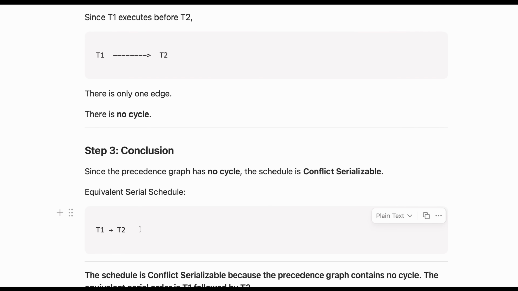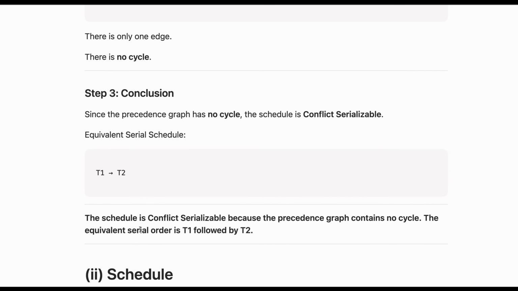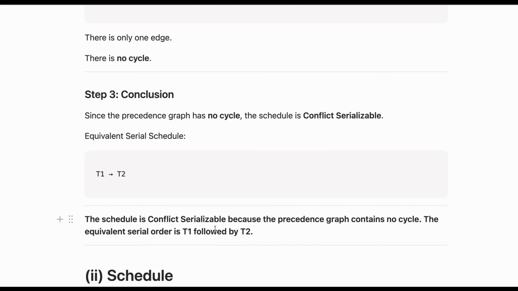So we can clearly see here. Notice that there is no edge from T2 back to T1. That means there is no cycle. Since the graph contains no cycle, the schedule is conflict serializable. The equivalent serial schedule is T1 followed by T2. So here is the conclusion we can clearly write.